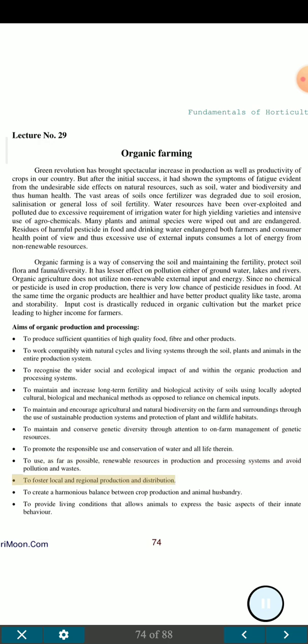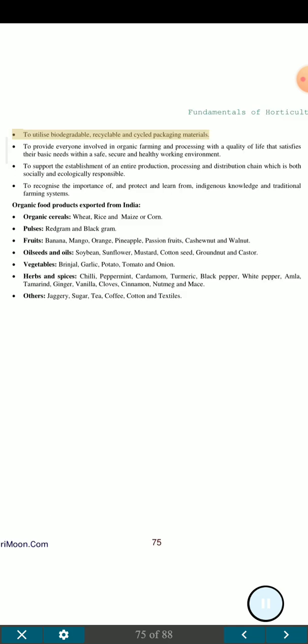To foster local and regional production and distribution. To create a harmonious balance between crop production and animal husbandry. To provide living conditions that allow animals to express the basic aspects of their innate behavior. To utilize biodegradable, recyclable and recycled packaging materials.